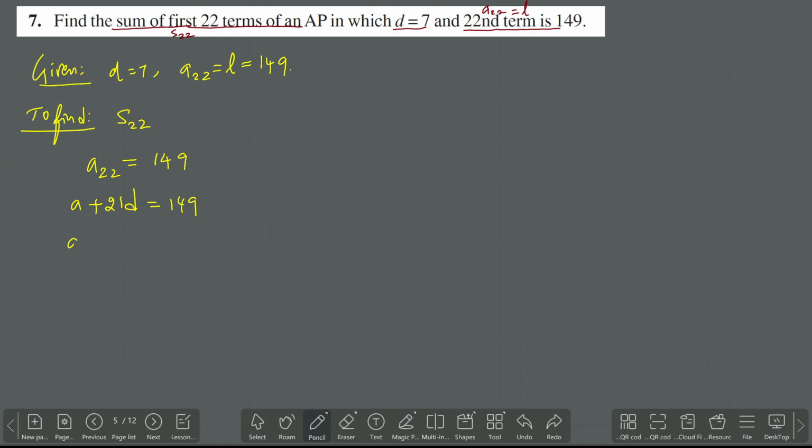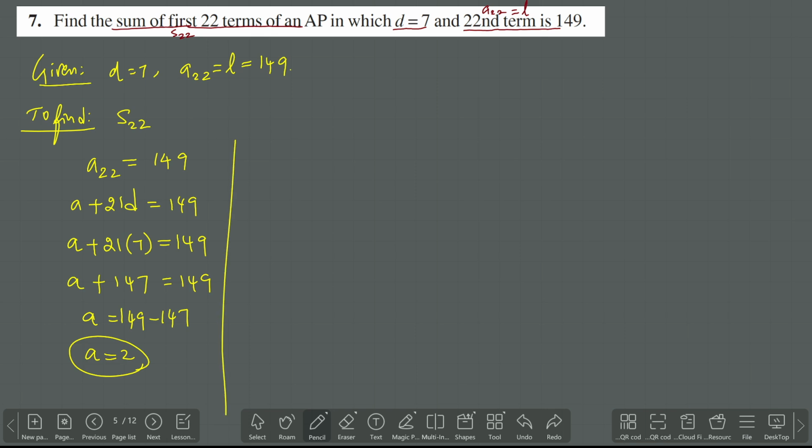D value they are given: A plus 21 into D value, which is 7, equals 149. So A plus 7 times... sorry, 14, equals 149. When I send this to the opposite side, we subtract, so 2 is the answer. So A equals 2. We take the A value; the A value is what we need. They asked to find S22.